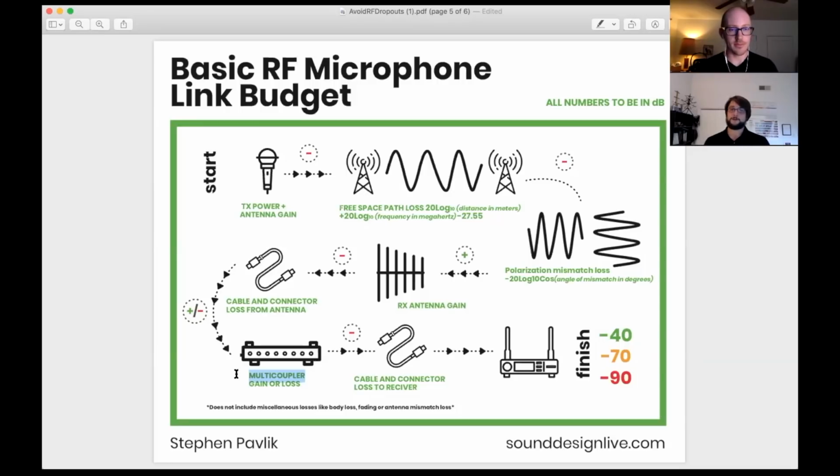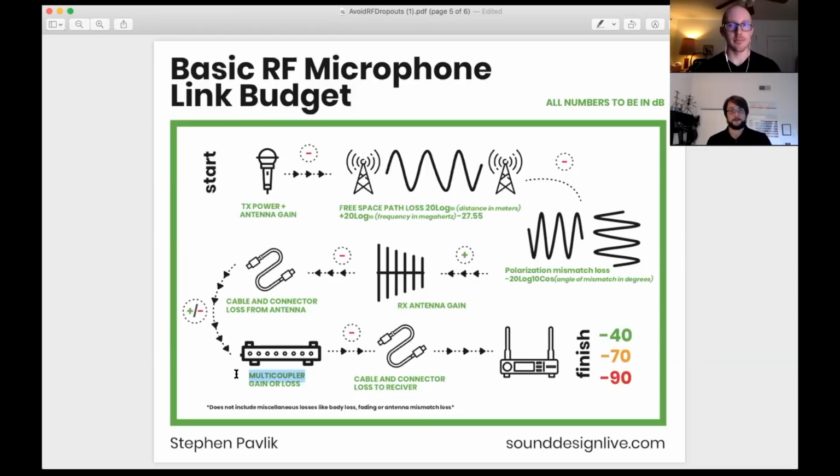Multicoupler is a generic term because it could be input or output. So the distro is what we're familiar with, which is going to be our splitter, but it's generally referring to an active splitter. In this sense, because we're talking about a microphone, it would be a distro or active splitter. So we have one cable coming in from the antenna, and that cable is split out to maybe 4, 8, or however many that goes into multiple receivers.